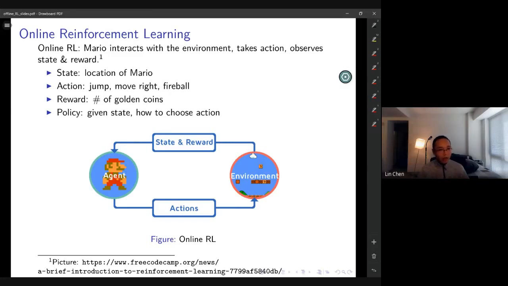How we play the game is formalized by a policy. What's a policy? Given the state of Mario, a policy describes how Mario chooses his action. If we look at this figure, we can see that Mario, in other words the agent, interacts with the environment, takes actions, and observes the state and reward from the environment. So this is online reinforcement learning.